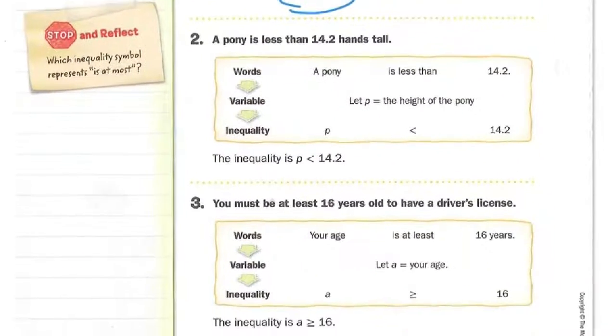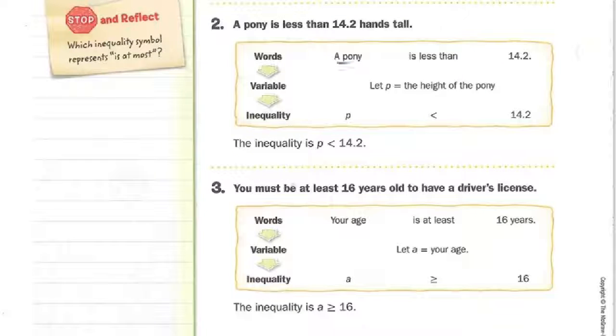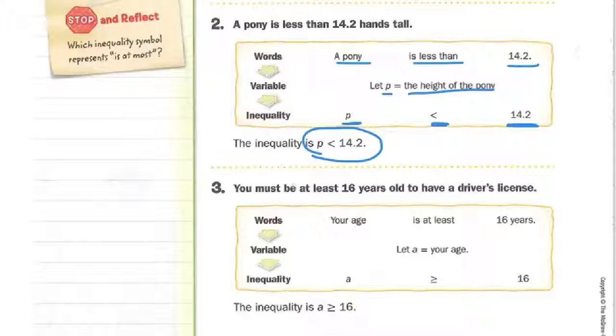Let's try another one. A pony is less than 14.2 hands tall. So the words are, a pony is less than 14.2. Our variable is going to be the height of the pony. Less than is our sign, and this is the number that we're less than. So we write P is less than 14.2.